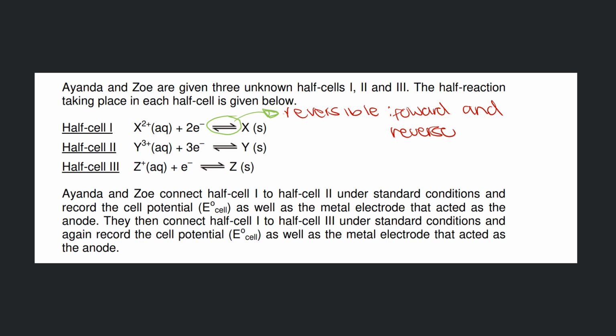So we connect half cell 1 to half cell 2 under standard conditions. What understand the conditions means is that sometimes they say STP. So this means we're going to have the standard temperature, which is 25 degrees Celsius converted to Kelvins, under standard concentration, which is 1 mole per dm cubed, or just 1 M, and if gases are involved, we use a pressure of 1 atm.